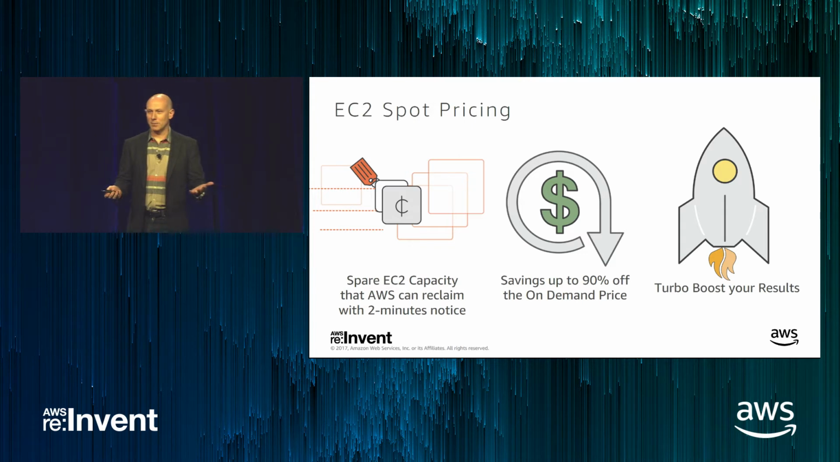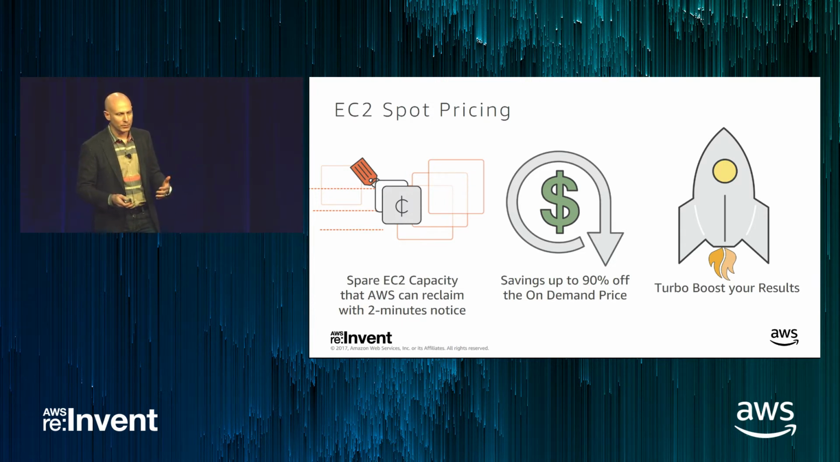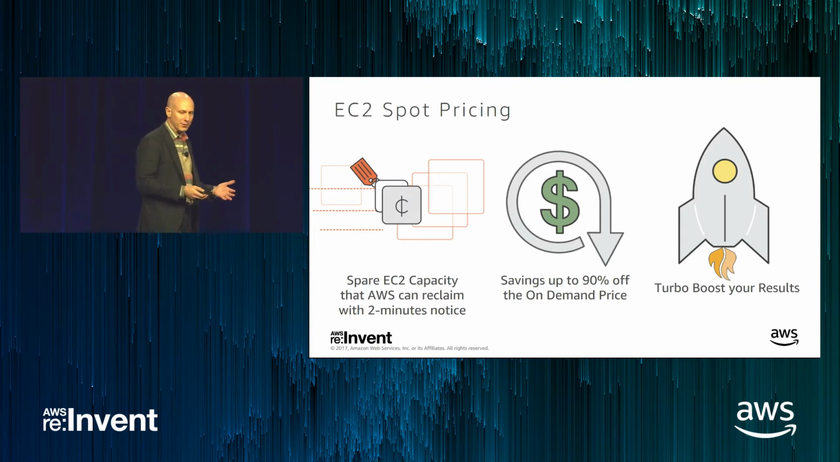So what is Spot? Put simply, it is spare EC2 capacity that we give to you at savings of up to 90% off the on-demand price. It's capacity that AWS can reclaim with a 2-minute notification, and people use this to turbo boost their results. This was super radical thinking when we introduced it in 2011, and it continues to be the deepest discount in the entire industry. People are using Spot for a breadth of fault-tolerant workloads such as big data, continuous integration and continuous delivery, batch workloads, stateless web applications, and more.